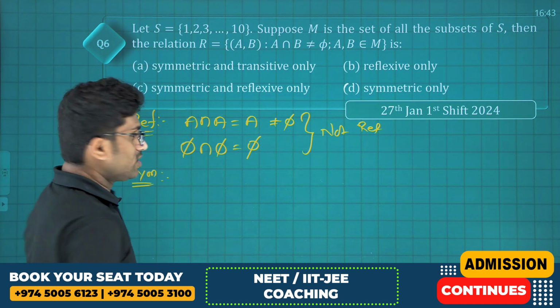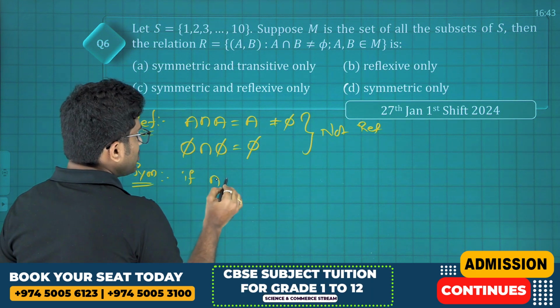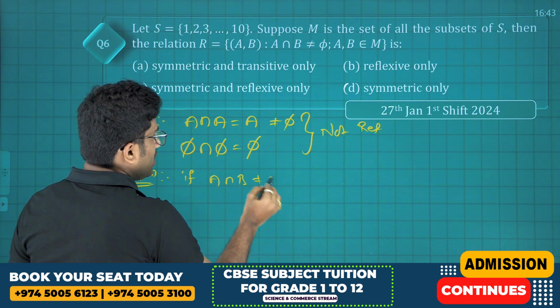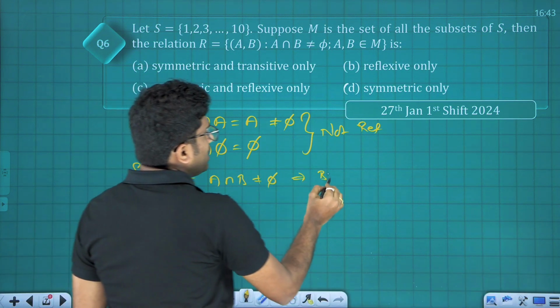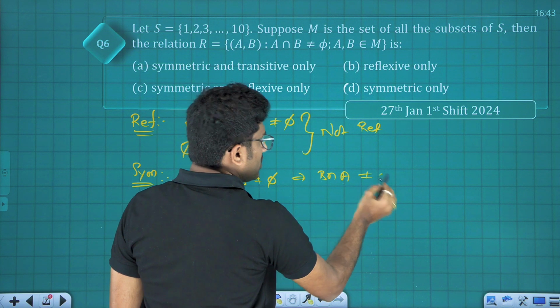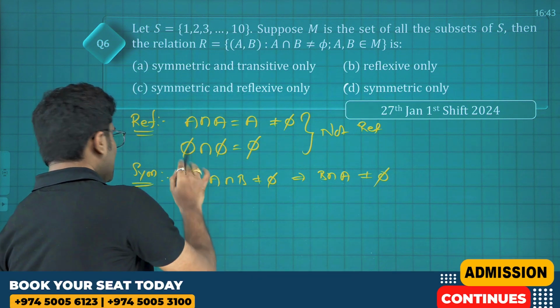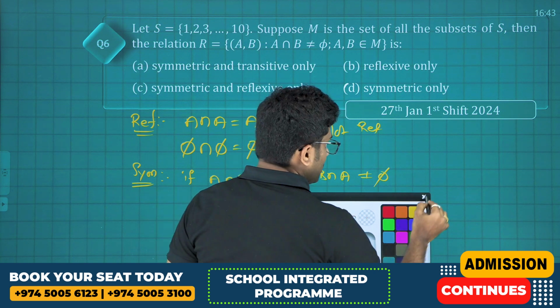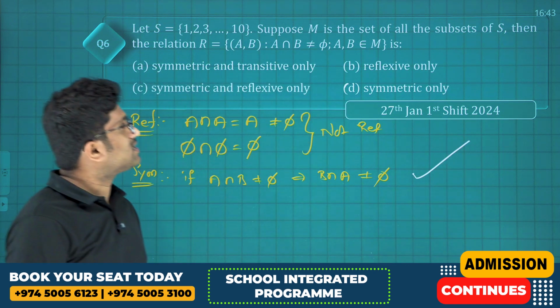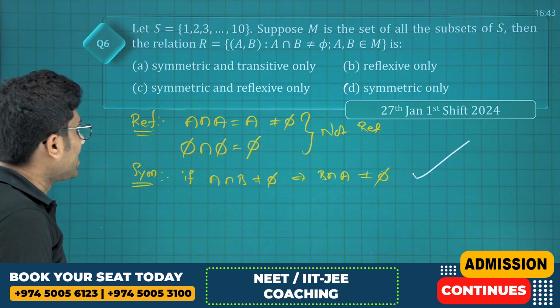Symmetry is not necessary to check here. If A intersection B is not 5, it implies B intersection A is also not 5. Clearly, this is what the commutative law states. So it is clearly symmetric. Coming to symmetry, yes, our relation is symmetric. Now we'll check for transitivity.